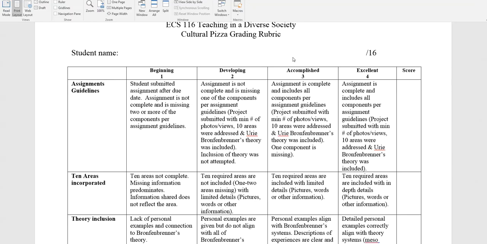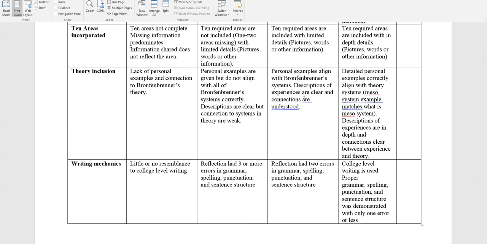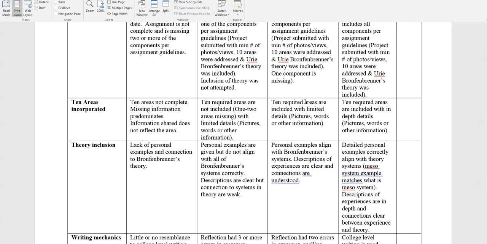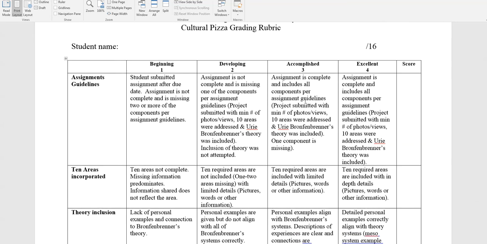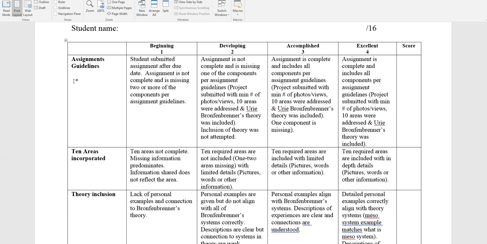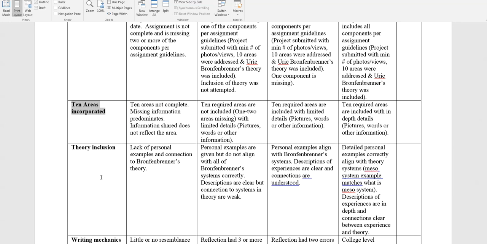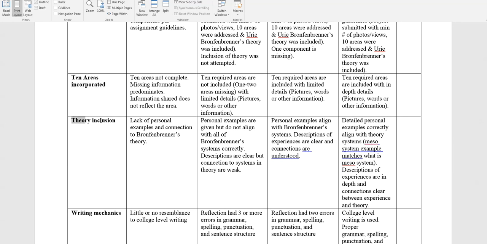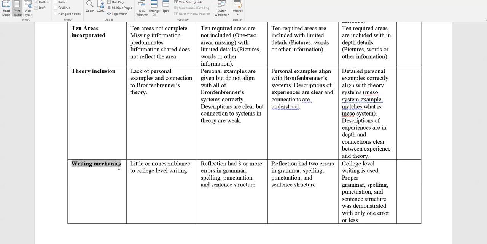So I've pulled up for you now our grading rubric, and rubrics are really important. So rubrics tell us objectively as teachers and students what we have to have in our assignment to basically meet the student learner outcomes of the course. So I have different rows here, and each row is a criteria that I'm going to be looking at. So for this assignment, I'm looking at the assignment guidelines itself. I'm also looking at those 10 areas, those 10 categories. I'm looking to see how well you included Urie Bronfenbrenner's theory and also writing mechanics.